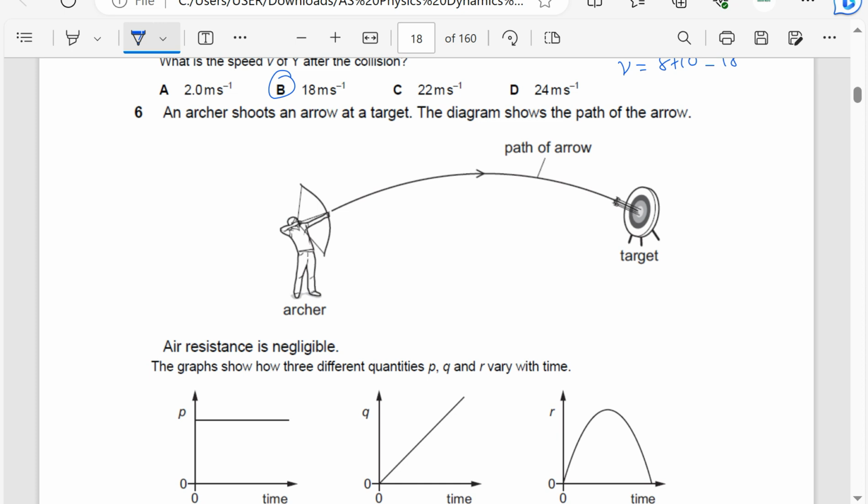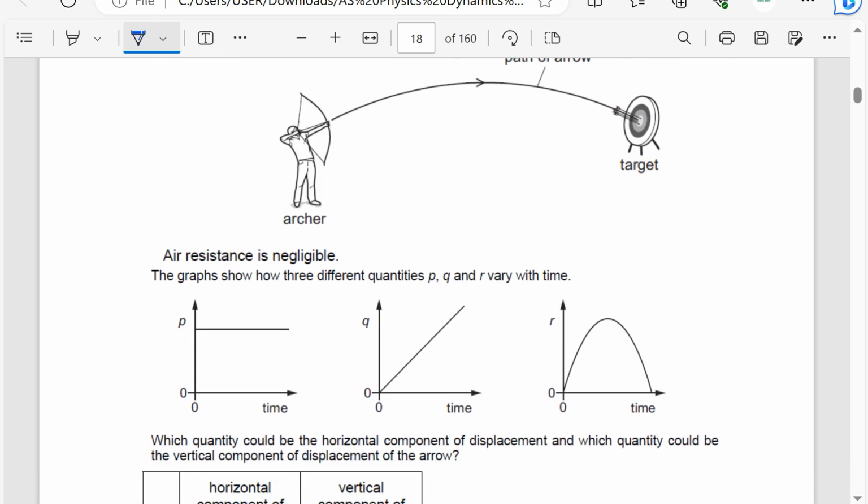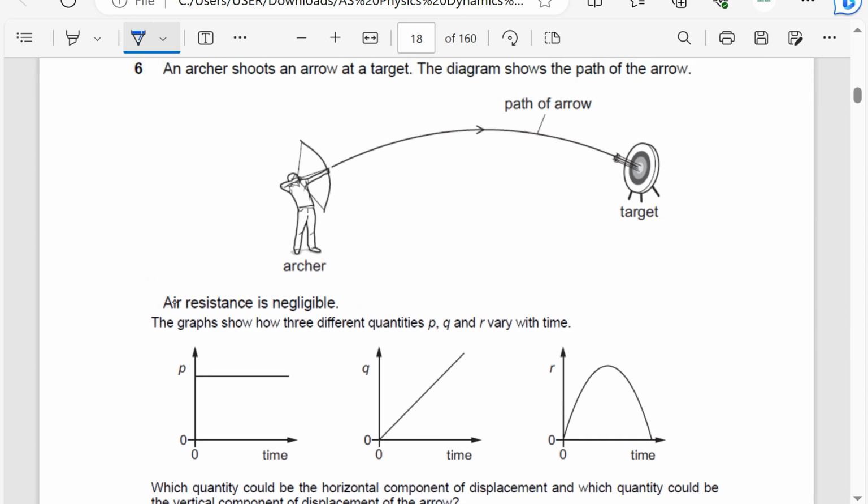An archer shoots an arrow at a target. The diagram shows the path of the arrow. Okay, so let's first draw a horizontal line here. So it is a projectile. Air resistance is negligible, so it means the acceleration in the vertical is due to the force of gravity, which is the only force acting.